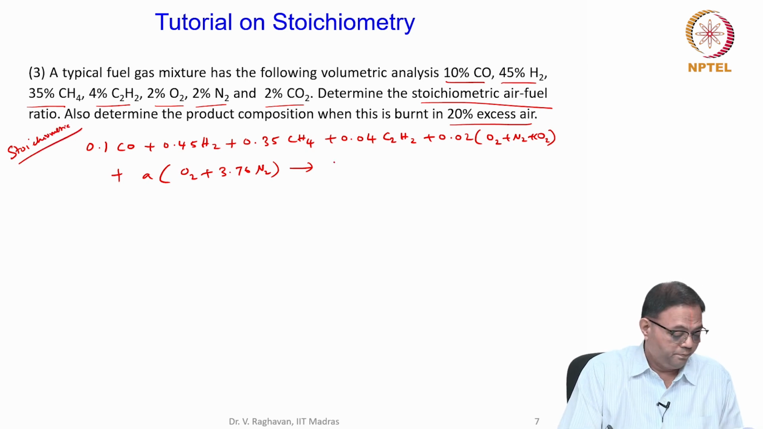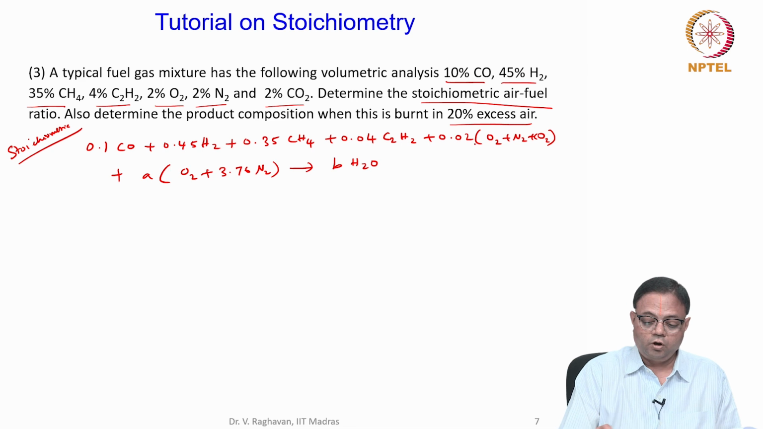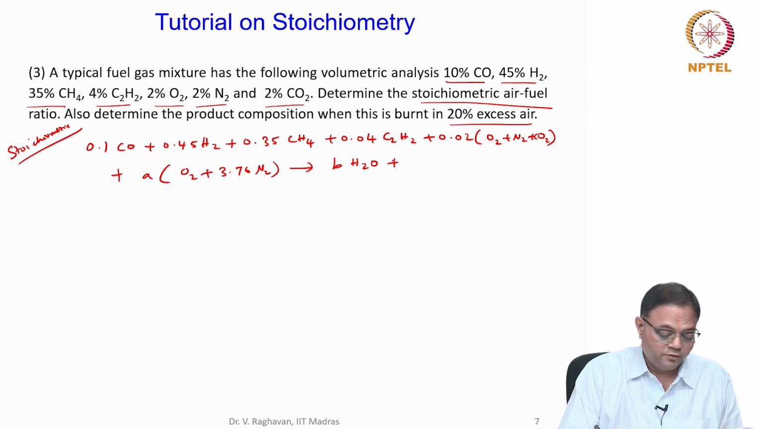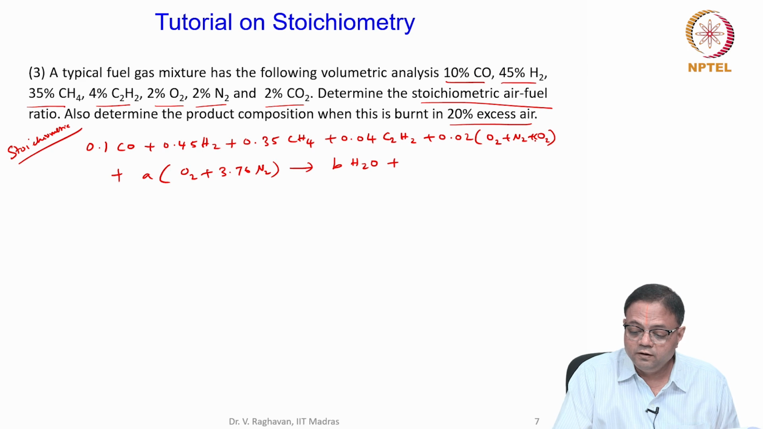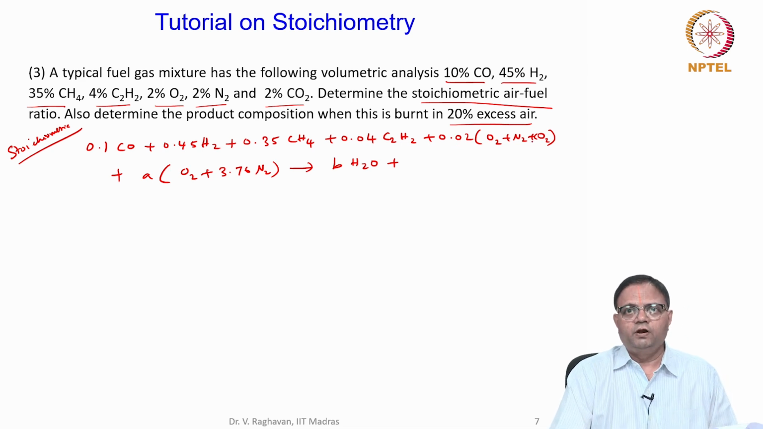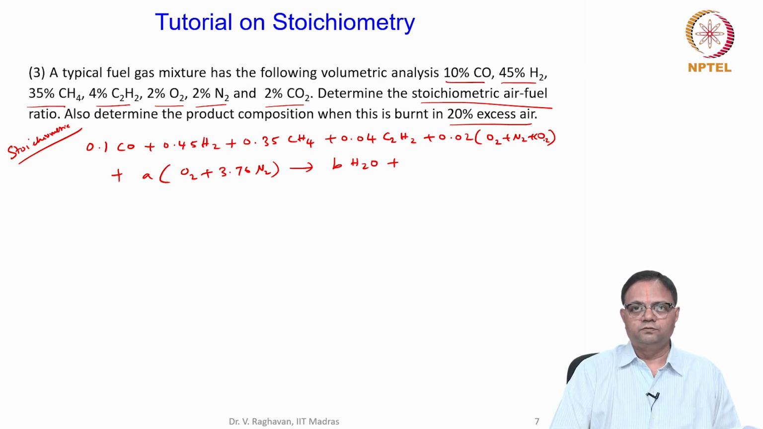So I will say B times H2O, all hydrogens converted into H2O, plus C times CO2 is formed. But please see that there is another some amount of CO2 in the fuel itself. So we will assume that nitrogen and CO2 will just come out and be inert.